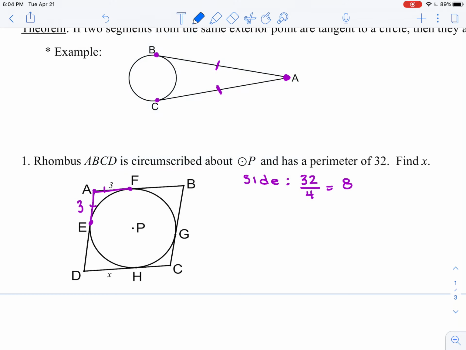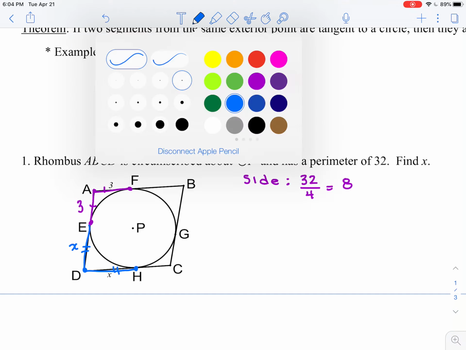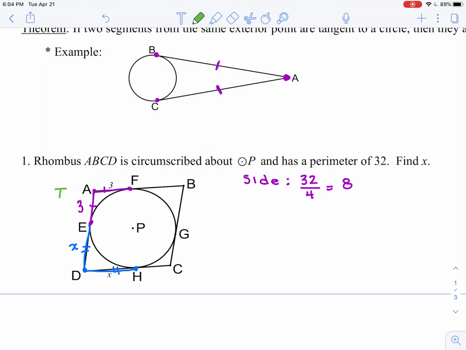If you then look at the other part of this picture, which is marked, which is line segment DH, DH is also tangent to circle P. It comes from the same exterior point as tangent DE. So because DH was marked as x units long, DE must also be x units long. If we combine those two things with the fact that we figured out that each side must be 8 units, we can build an equation to say that x plus 3 must equal 8, and therefore x equals 5.